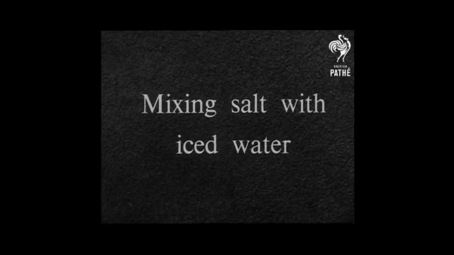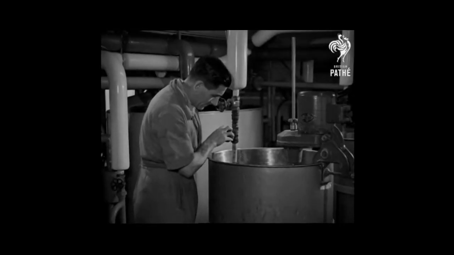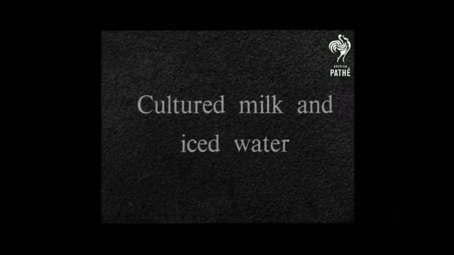While the temperature of the oils and emulsifier is reaching 40 degrees centigrade, the next operation is mixing salt with iced water in another tank. The salt goes in, and the paddles go round to help it to dissolve in the water. When enough iced water is in the tank, the man turns off the tap. Churning is just as necessary in margarine making as in butter making.